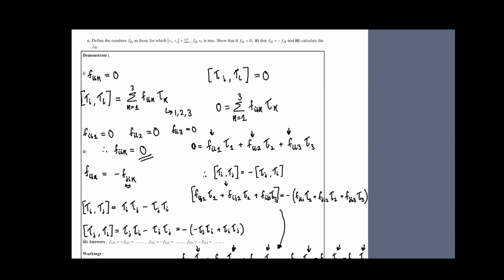we see that that's the case with all of them. So Fijk is equal to the minus of Fjik. So therefore shown. And that's part II. Hopefully that makes sense. And now we need to calculate the Fijk, so the values of, let's say, F1, 2, 3.